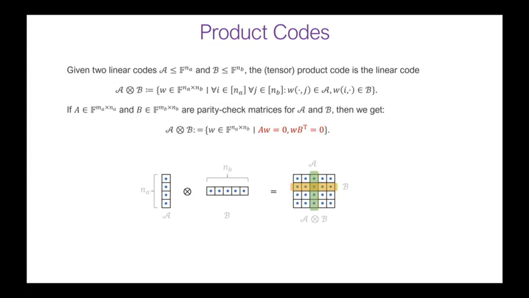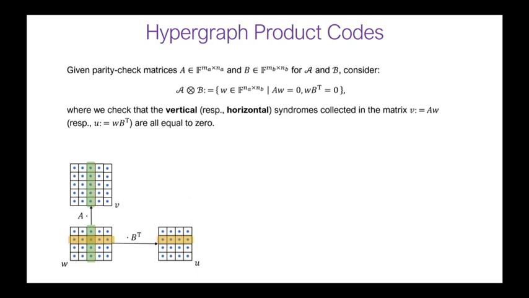And if we choose parity check matrices for our codes, we can describe them in a more concise form. Okay, but why did I mention classical product codes, when we are speaking about quantum LDPC codes? The reason is that they are naturally connected. And let me describe this connection using hypergraph product codes.